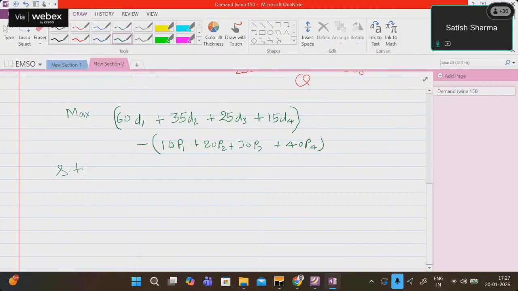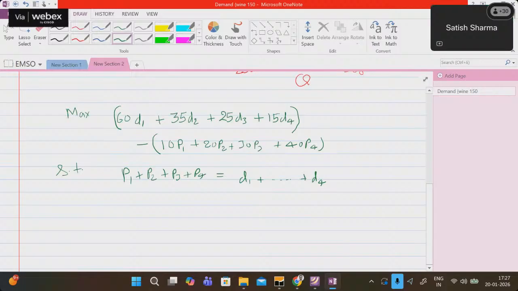Now, subject to the condition, we discussed earlier that electricity cannot be stored in bulk quantity, so it has to be consumed at the time we are producing it, at the same time. So power balance has to be maintained. So I will write down a power balance equation like P1 plus P2 plus P3 plus P4 equals D1 plus D2 plus D3 plus D4. This is the equation.